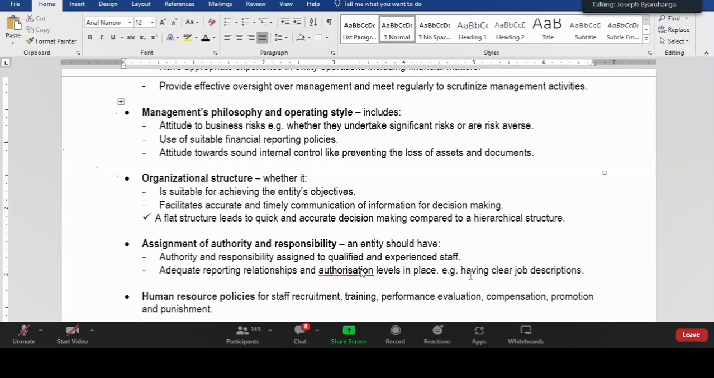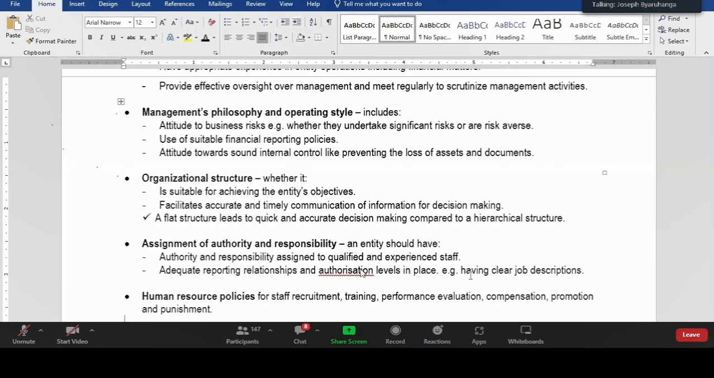So here we have, I think you are doing strategic management, or you did it, a flat structure and a hierarchical structure. Which is better? Flat structure leads to quick and accurate decision making compared to the hierarchical structure, which is bureaucratic. Now, the auditor has to look at the structure. Those are some of the things you have to put, you remember, on the permanent audit file.